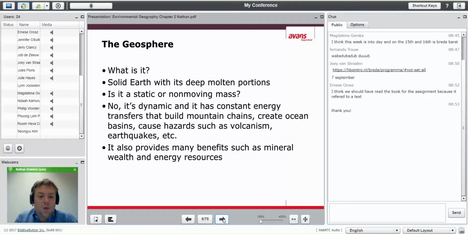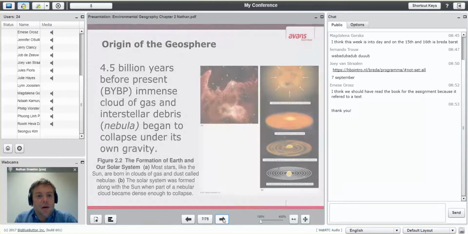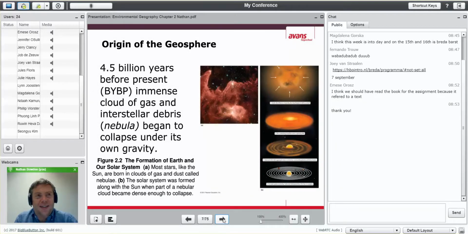It also provides all the minerals and energy resources that we want, except for, of course, solar energy from the sun. But of the non-renewable resources, that's where most of our energy comes from. About 4.5 billion years before present, an immense cloud of gas and interstellar debris, called a nebula, began to collapse under its own gravity.